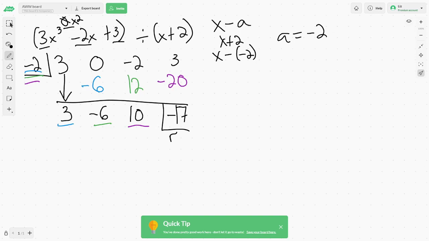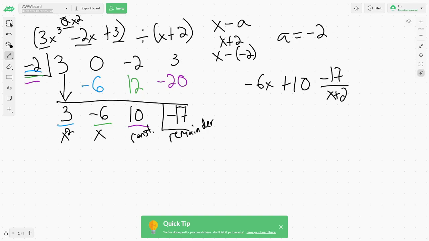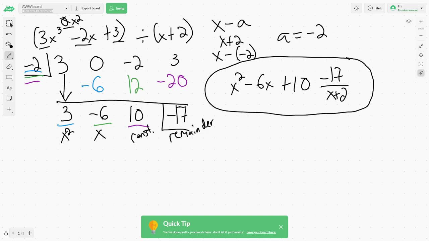So remember, this is our remainder. This is our constant. This is our x, and this is our x squared. So our remainder goes over our divisor, which is x plus 2. Then we have our constant. Then we have our x. And we have our x squared. So again, this is our final answer here.